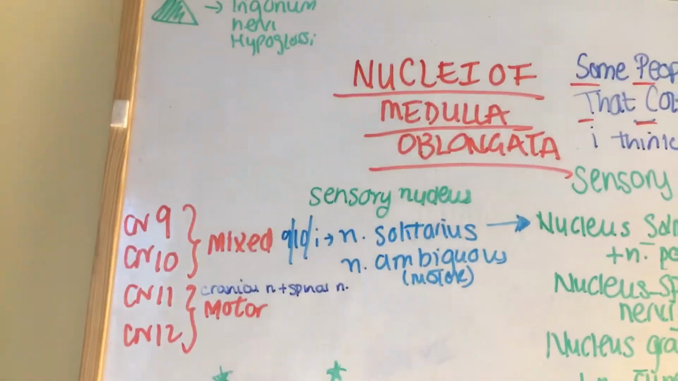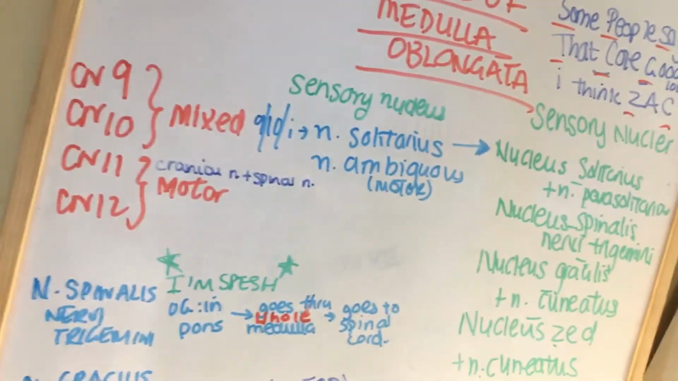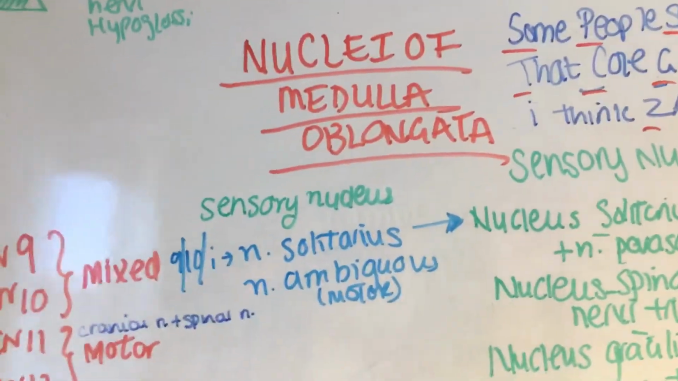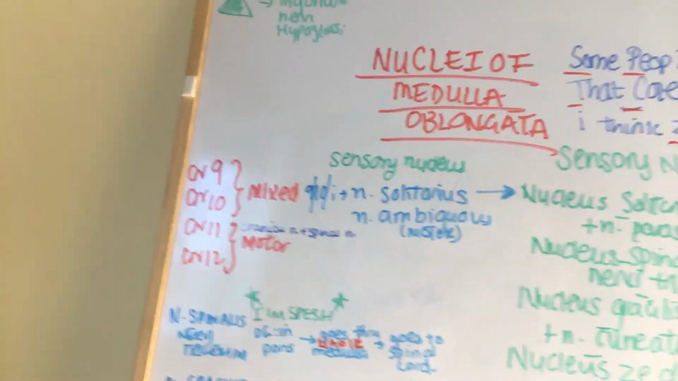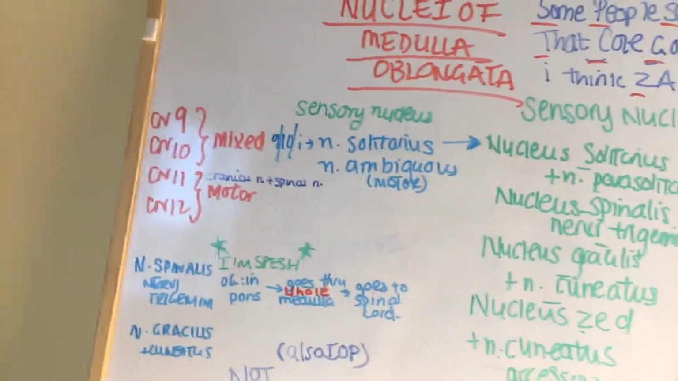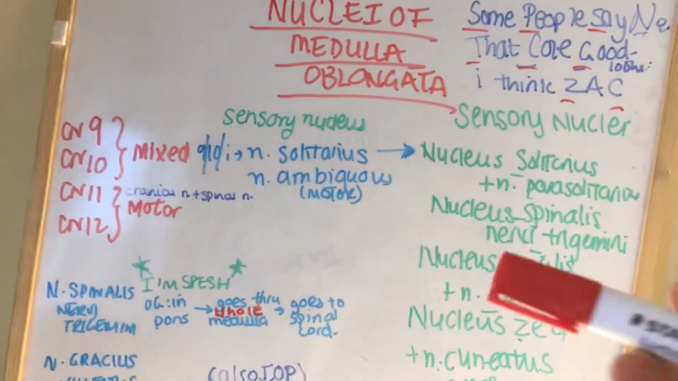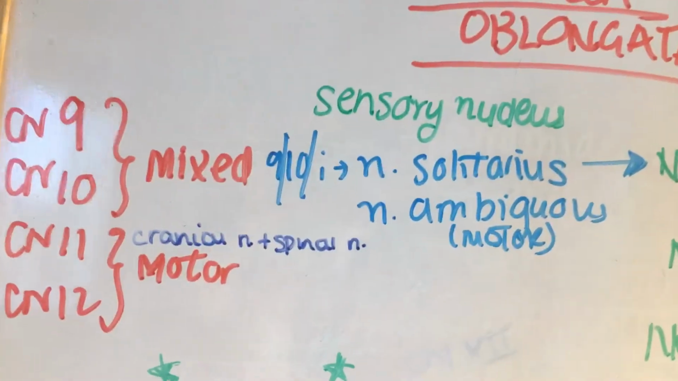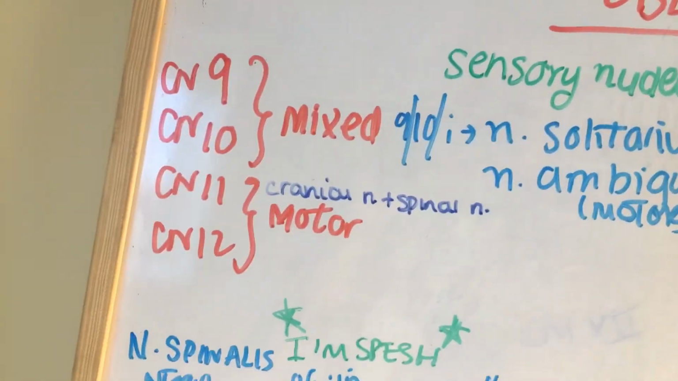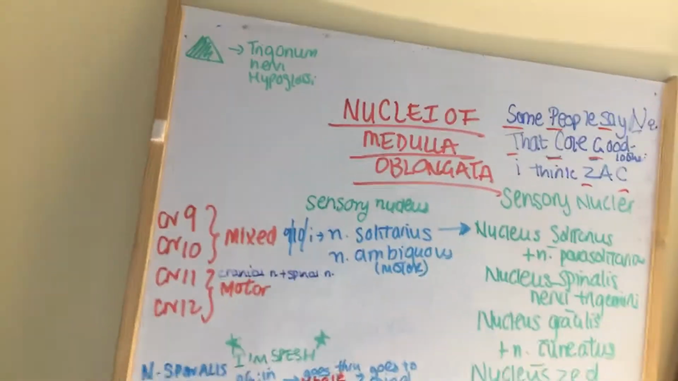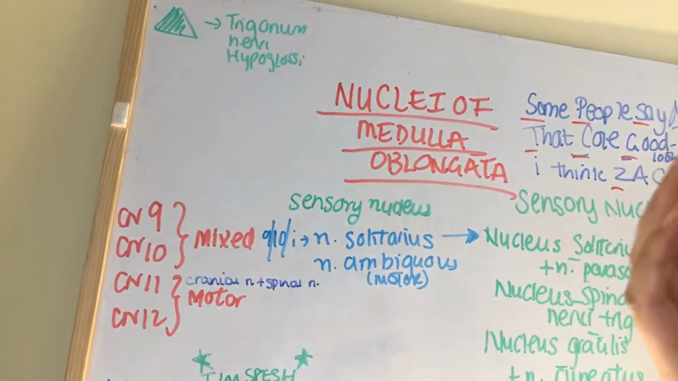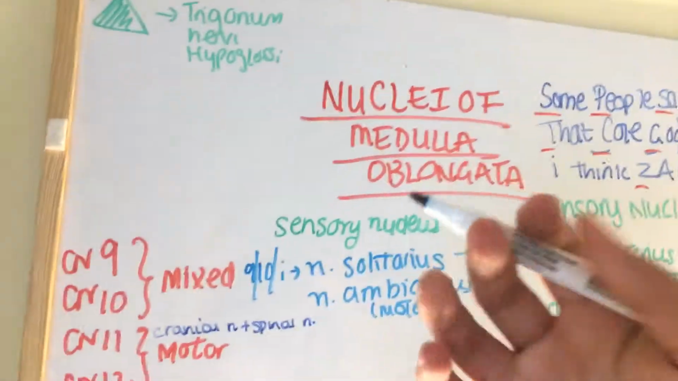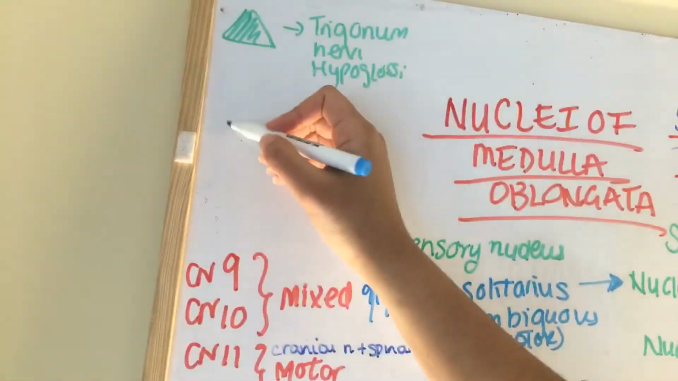Okay, so we addressed the medulla oblongata external features. Now we're going to be talking about the nuclei that are found within the medulla oblongata, and there are a few, but because we're going to divide them and work through them slowly, it's going to be understandable. So for the medulla oblongata nuclei, essentially you have three types of nuclei, and these three types are just the same as the ones that we've already discussed.